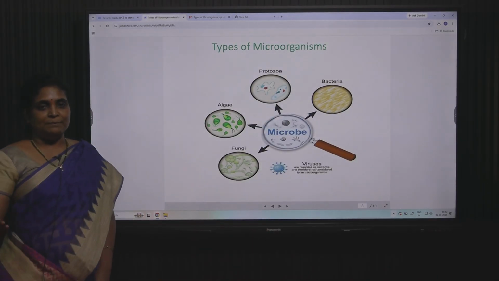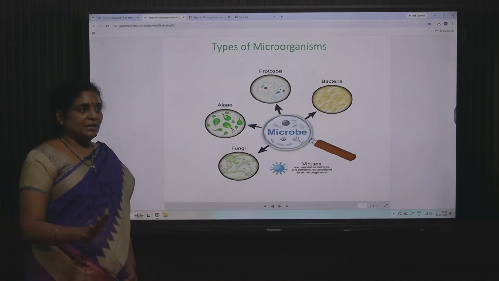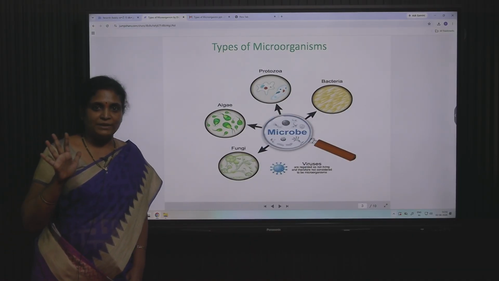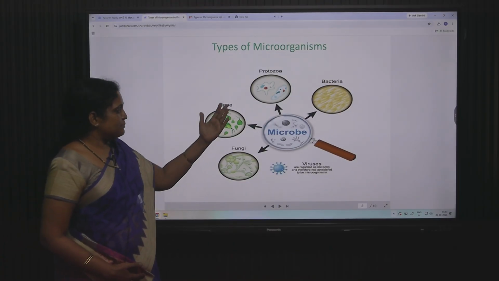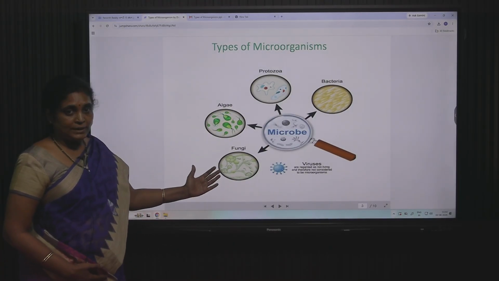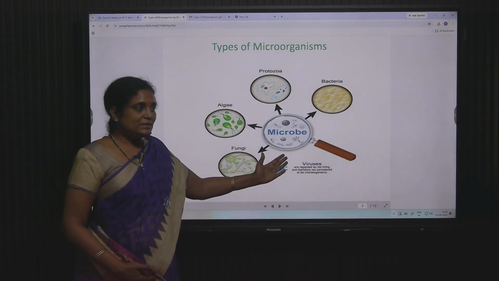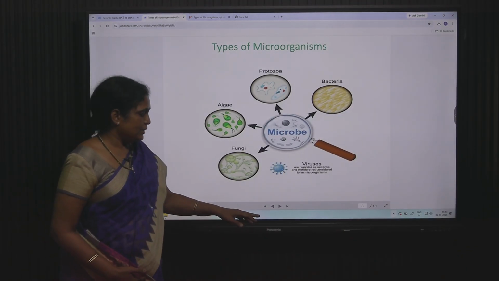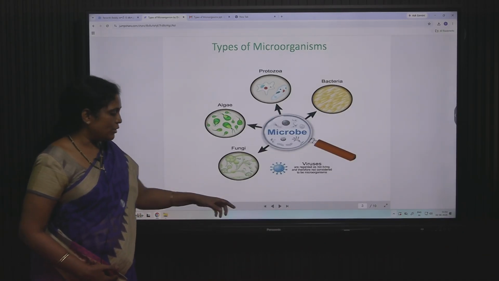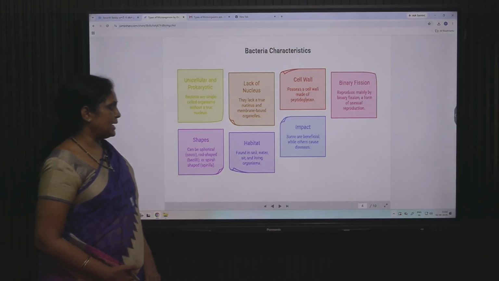And coming to the types of microorganisms, microorganisms are broadly classified into 5 groups. The first one is bacteria, and the second ones are protozoa, algae, fungi, and coming to virus, this is the 5th group of microorganisms and it is a unique microorganism. So, we will learn a little more about these different types of microorganisms.